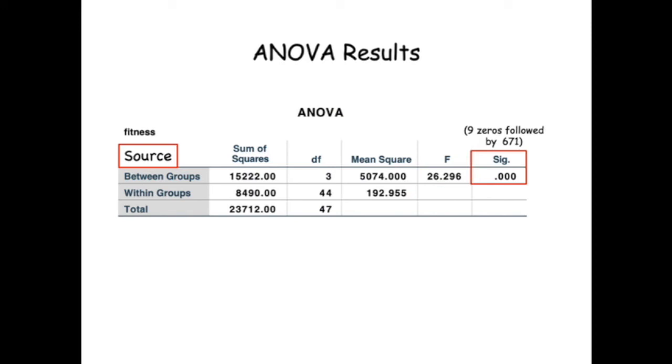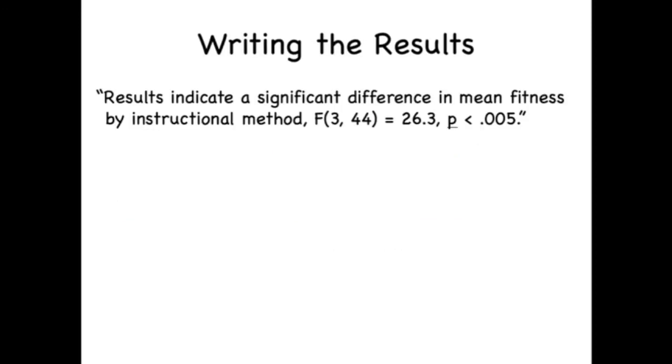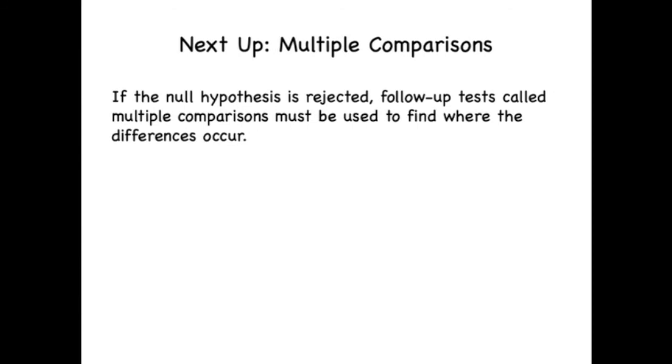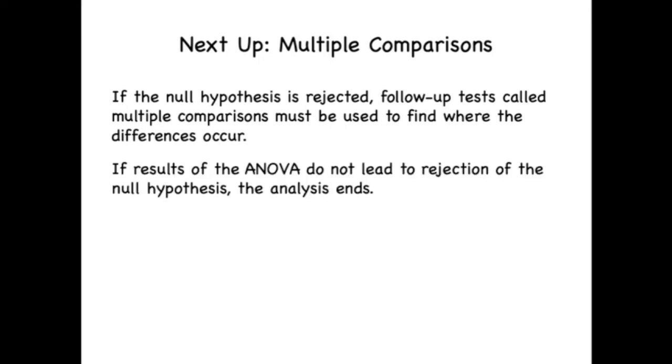The p-value is small, so the null hypothesis is rejected. The researchers can say that there's a significant difference in mean physical fitness by instructional method. Because this was an experiment, they could also say that there was a significant effect of instructional method on mean physical fitness. If the null hypothesis is rejected, multiple comparison procedures are used to see which groups are significantly different. If the ANOVA does not lead to rejection of the null hypothesis, the analysis ends here.